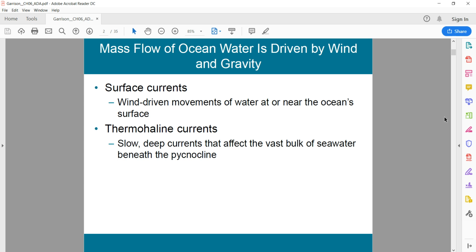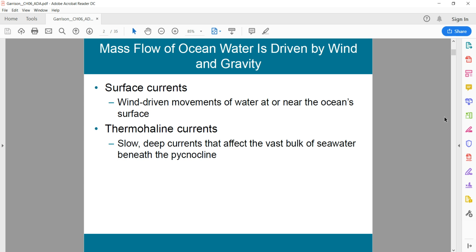And thermohaline currents occur below the pycnocline. You might remember the term pycnocline. It is the depth in the ocean below which the density of the ocean water changes very quickly. Above the pycnocline the density remains constant, but below the pycnocline the density of the ocean water changes very rapidly.